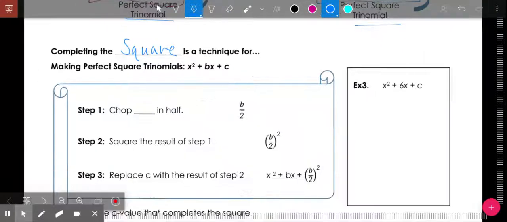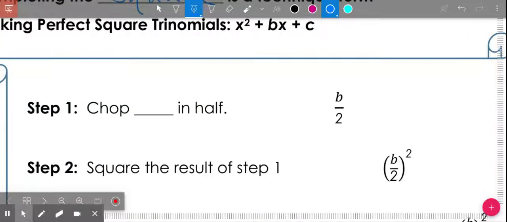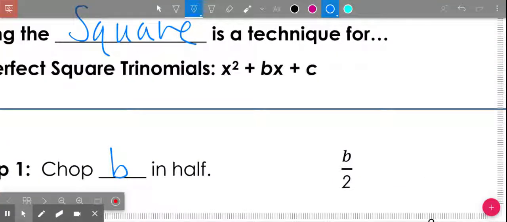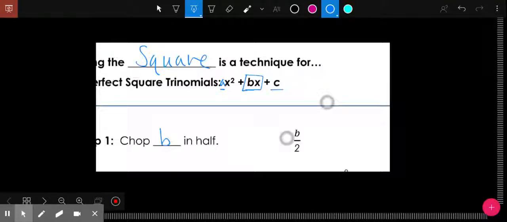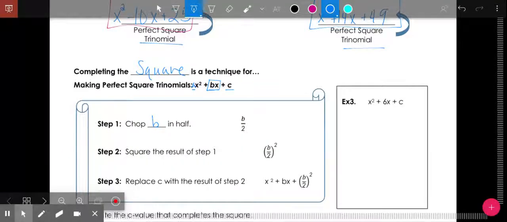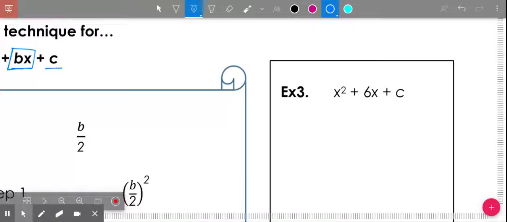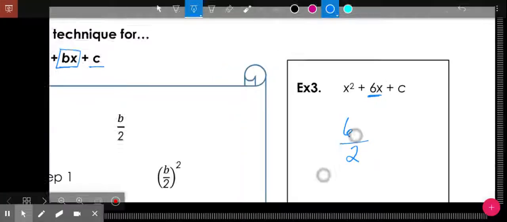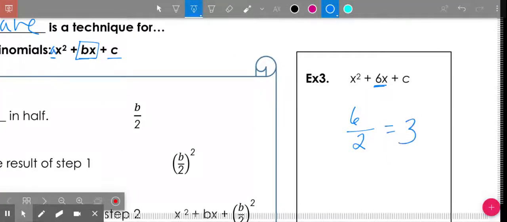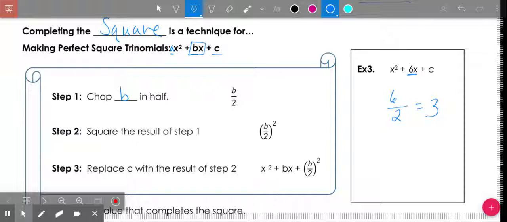So to create a perfect square trinomial, it's 3 easy steps. First, we're going to chop the b in half. When we're looking at a quadratic, there's an a up front, it always goes ax squared, bx, and c. So we're always going to take that number in the middle and chop it in half. If we look at our example, our b value here is 6. So we're going to start by doing 6 divided by 2, which is going to give me 3. So we did b divided by 2.